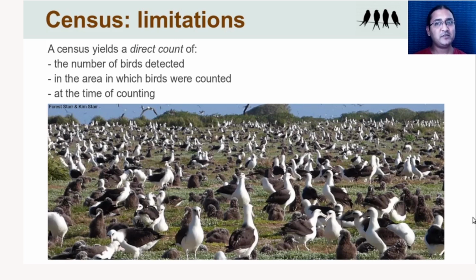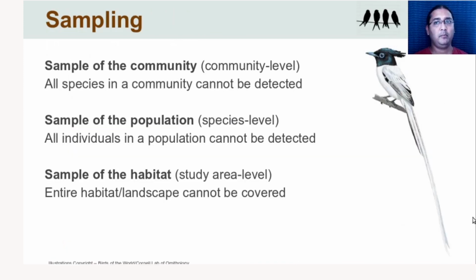So the limitations of the census are that you get just this direct count at a particular location at a particular time, and those direct counts can change over time. Many of the limitations of the census-based techniques are overcome by sampling.